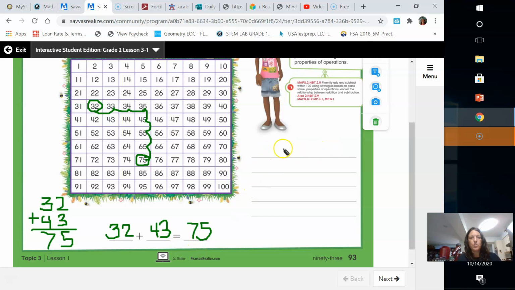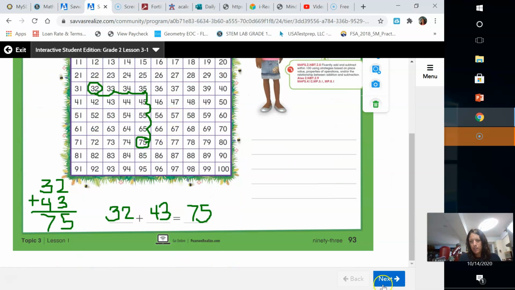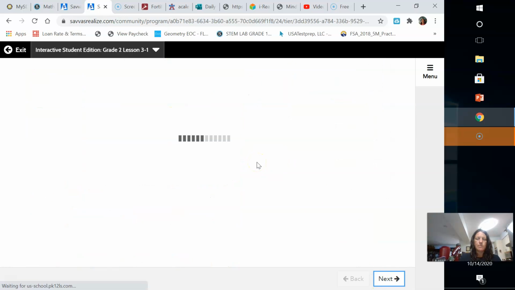So then here, I want you to write what we did. You can write, we moved 3 ones, and then we moved down 4 tens to get to 75. That's what this little space is for. Okay, now let's see. Can I go to the next page? Yes, I can.